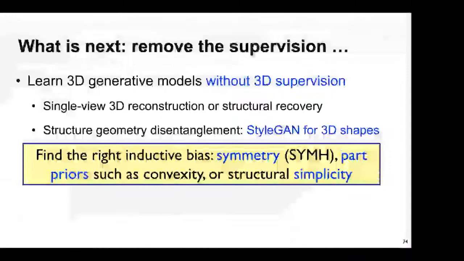I believe the key is to find the right inductive bias. Symmetry could be a good candidate, and part priors, for example convexity or simplicity or compactness, and also potentially compactness of the structure. Would it be possible to define a network loss on the number of operations in a tree? I think that's a very interesting question. That is something we're investigating, how to make that work and still have a differentiable loss.